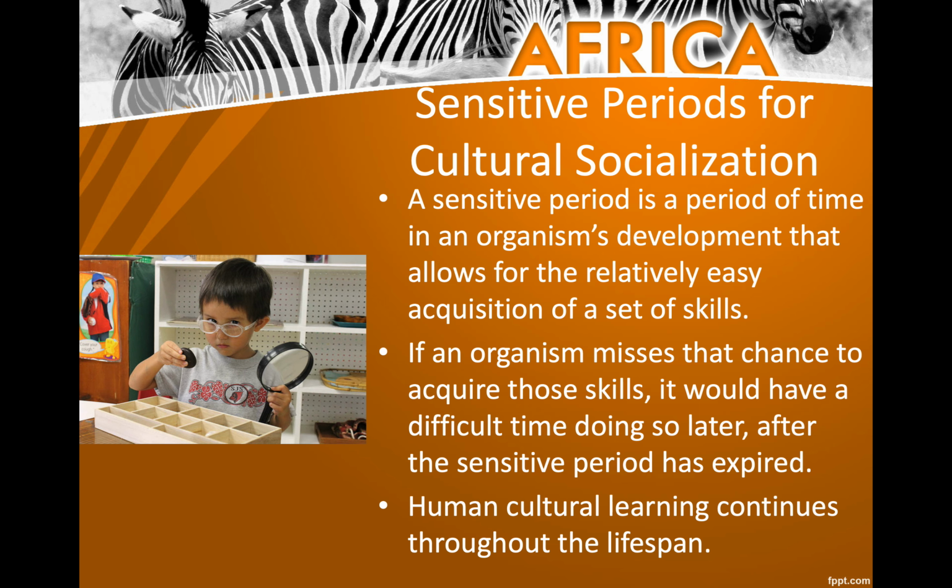Human cultural learning continues throughout the lifespan, and this is one of the reasons that we tell parents that they need to stimulate their children throughout their lives. They need to provide some form of stimulation for their children. That's why we hang black and white forms in a newborn's bed so that they can get eye stimulation. The differences between the black and white is a form of stimulation. It's one of the reasons why mobiles exist.